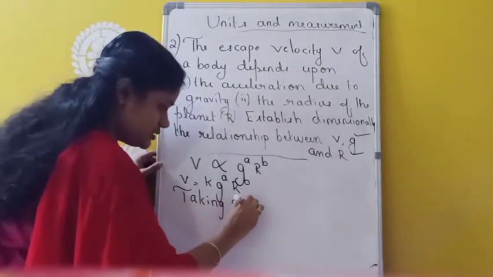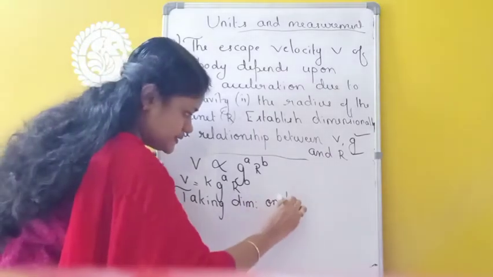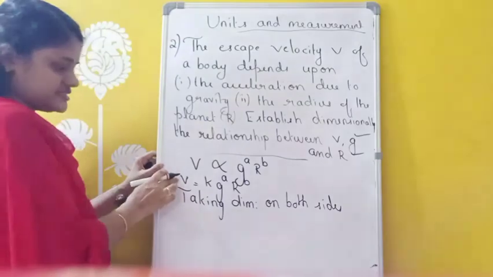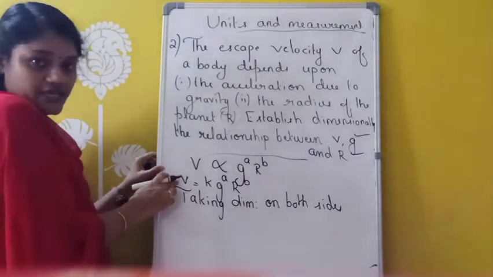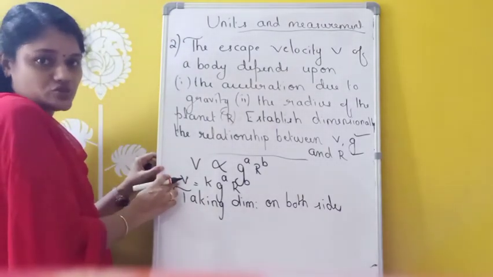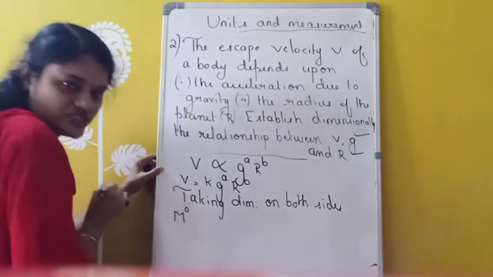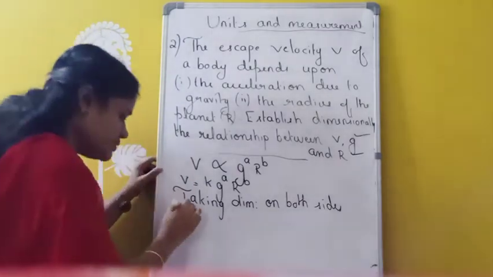Taking dimensions on both sides. Here on the left-hand side we have escape velocity. What is the dimension for velocity? L T raised to minus 1. That means M raised to power is not there, we can write it as M raised to 0. Simply we have L T raised to minus 1.